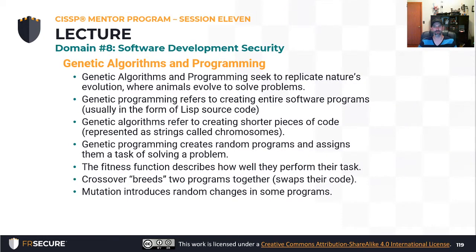We have genetic algorithms and programming. Genetic algorithms and programming seek to mimic DNA, if you will. Genetic programming refers to creating entire software programs, usually in the form of Lisp. Lisp is an artificial intelligence programming language. Genetic algorithms refer to creating shorter pieces of code represented as strings called chromosomes. Genetic programming creates random programs and assigns them a task of solving a problem. The fitness function describes how well they perform their task. Crossover breeds two programs together and swaps their code. Mutation introduces random changes into some programs.